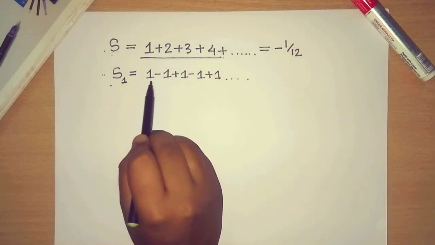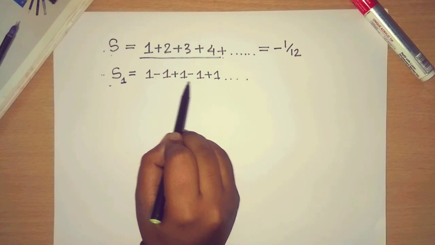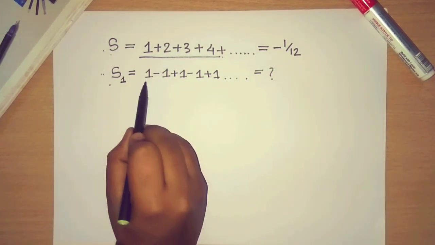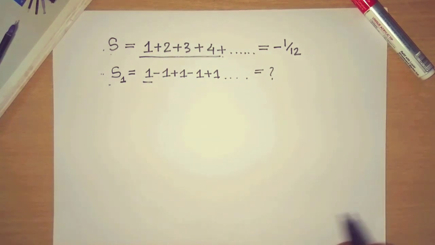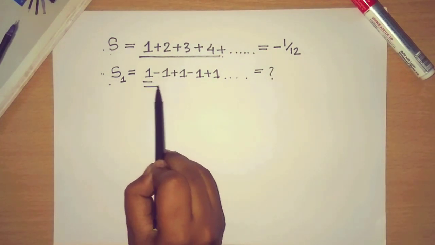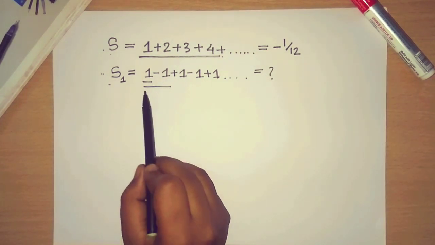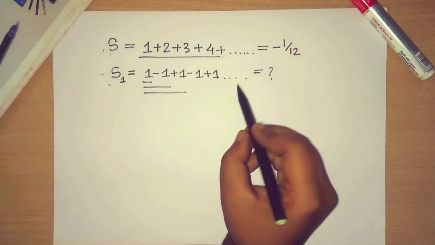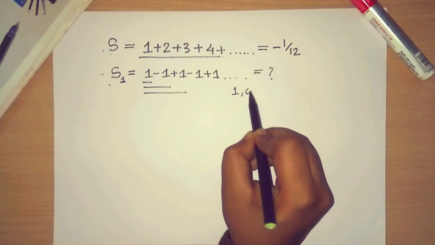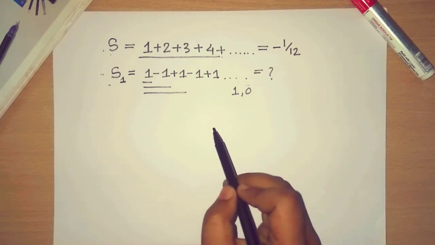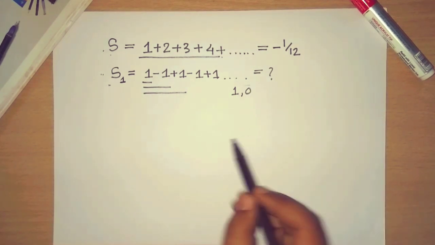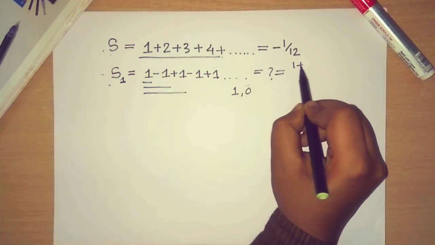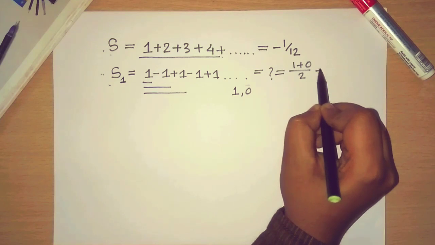So that is 1 minus 1 plus 1 minus 1 plus 1, and what is going to be its value? If we take 1 number, it is 1. If we take both the numbers, it is 0. If we take 3 numbers, it is again 1. So it is going to be either 1 or 0 if we just add the numbers. So let's take the so-called average, that is (1 plus 0) by 2, which is equal to half.